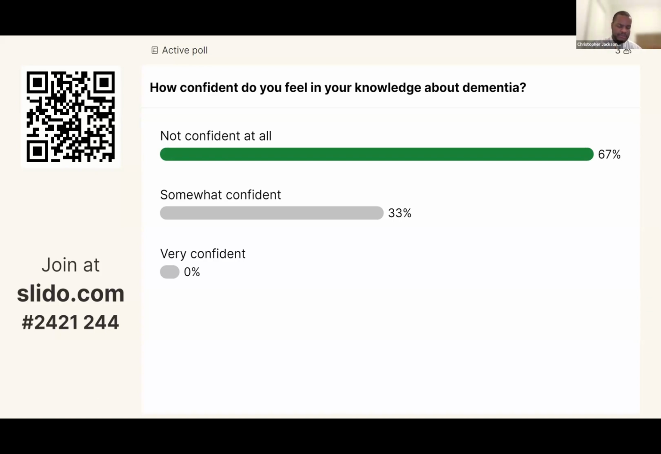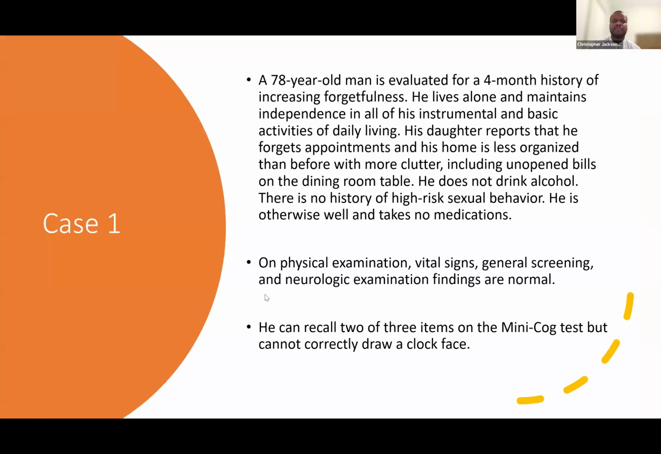All right, so I hope we'll be able to move the needle a little bit and make you feel a little bit more comfortable by the time you get going. So let's jump right in. Let's say we have a 78-year-old man evaluated for 4 months of increasing forgetfulness. He lives alone and maintains independence in all activities of daily living, instrumental and basic. His daughter reports he forgets appointments, and his home is less organized than before, with more clutter, including unopened bills on the dining room table. He does not drink alcohol, has no history of high-risk sexual behavior, is otherwise well, and takes no medications. On exam, vital signs, general screening, and neurological findings are normal. He can recall 2 of 3 items on the Mini-Cog test, but cannot correctly draw a clock face.